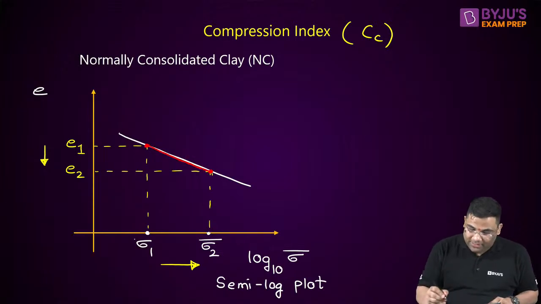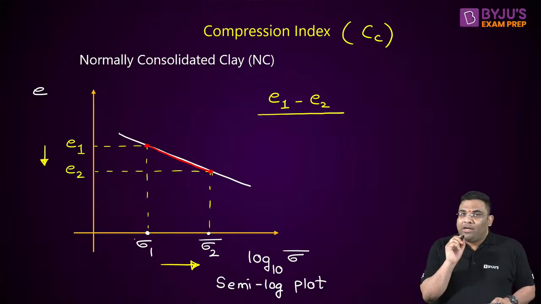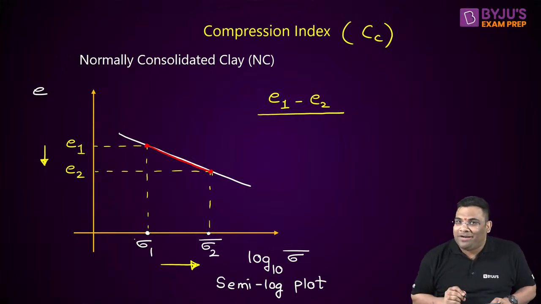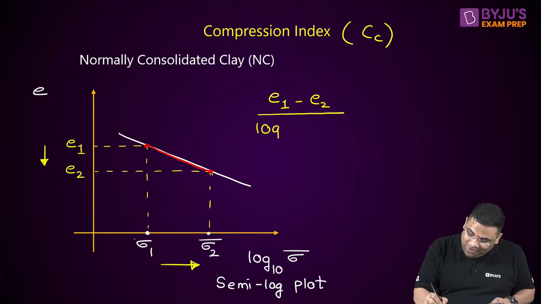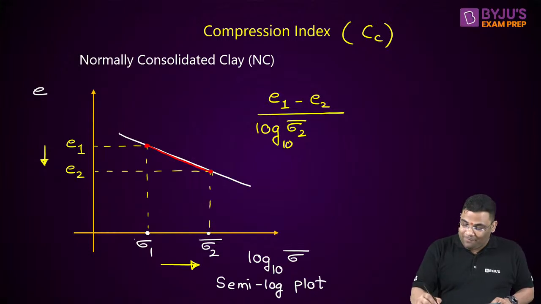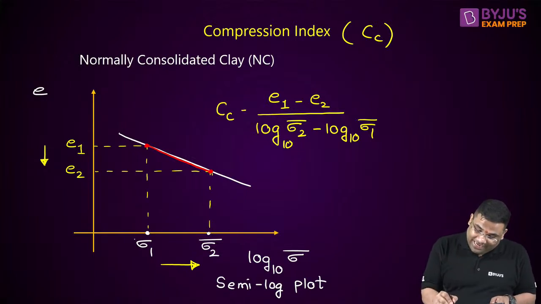It will be how much? You see, it will be E1 minus E2 divided by what? Now you cannot do sigma 2 dash minus sigma 1 dash. Why? Because here it is log. So it will be log 10 sigma 2 dash minus log 10 sigma 1 dash. Right? And this is the compression index.